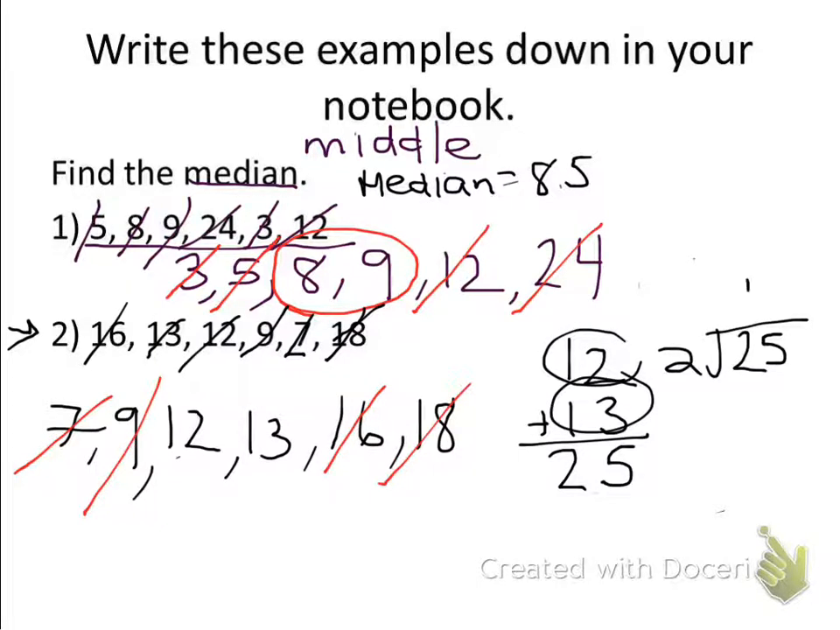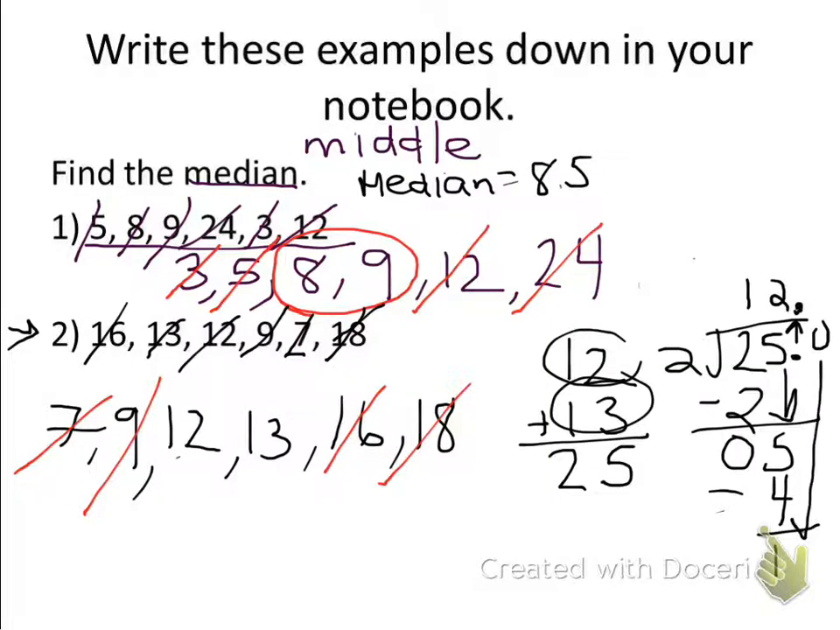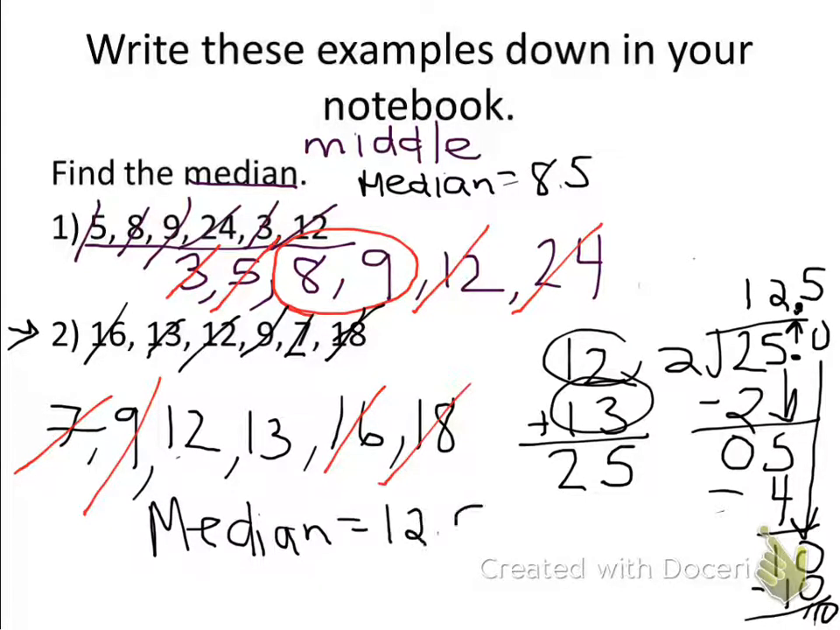How many times can 2 go into 2? One time. 1 times 2 is 2. Subtraction, get a 0, bring down that 5. How many times can 2 go into 5? Twice. 2 times 2 is 4. 5 minus 4 is 1. Then again, we're going to add a decimal and put a 0. Bring up that decimal up here. And then bring down that 0. How many times can 2 go into 10? 5 times. 5 times 2 is 10. Subtraction, get a 0. So again, our median is 12 and 5/10.